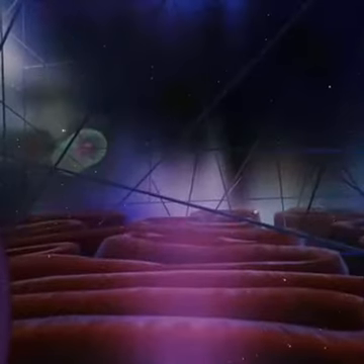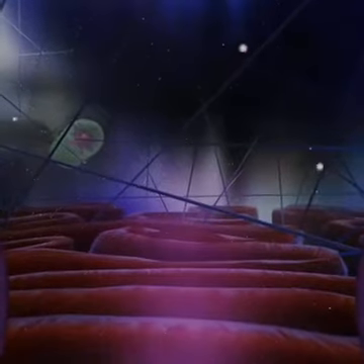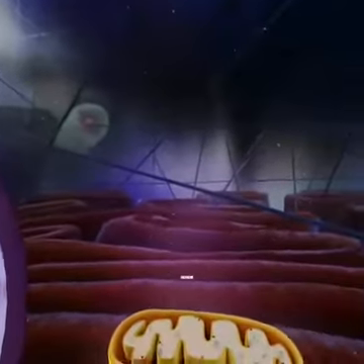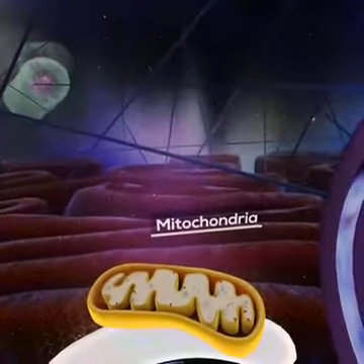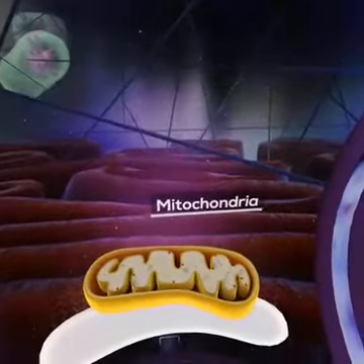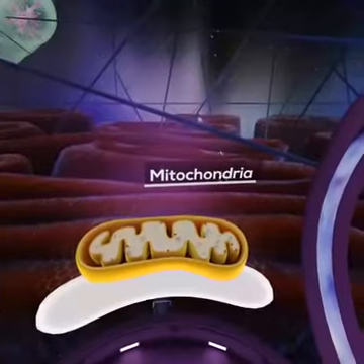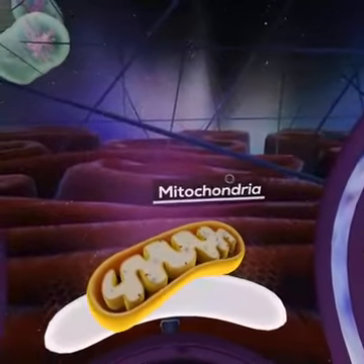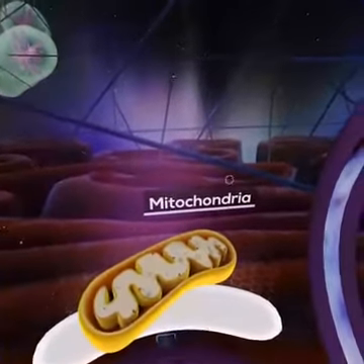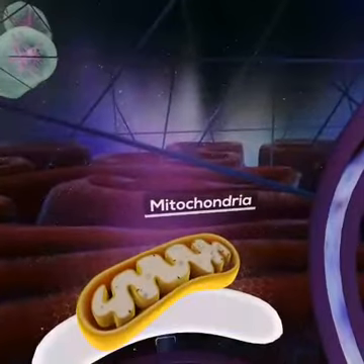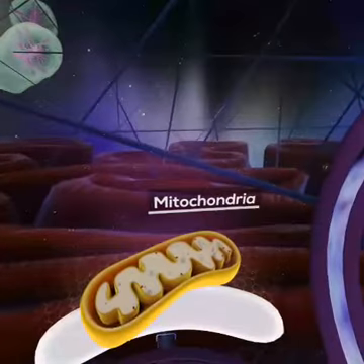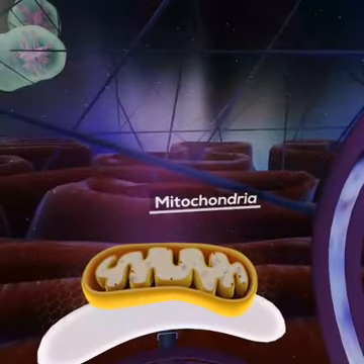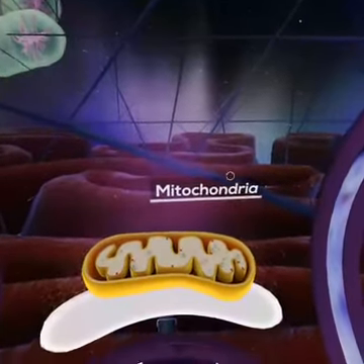In the distance, you can see a mitochondria. Mitochondria are free-floating organelles, typically referred to as the powerhouse of the cell. Mitochondria received its name due to their vital role in ATP generation. ATP, or adenosine triphosphate, is the main source of energy within the cell.